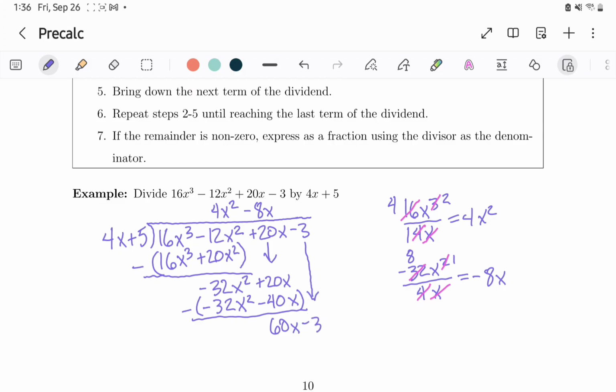So minus 3, and then now we want to see, okay, how many times does 4x go into 60x? Which really just comes down to dividing 60 by 4. So the x's are going to cancel out, of course. And then 60 is equal to 4 times 15. So what we're going to end up with is 15. And that's going to be our next term for the quotient. So plus 15.